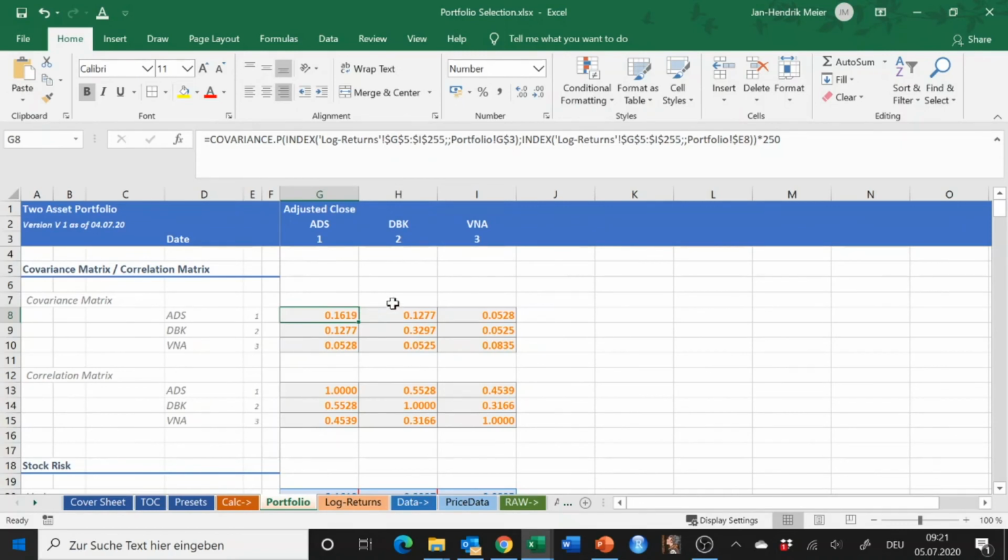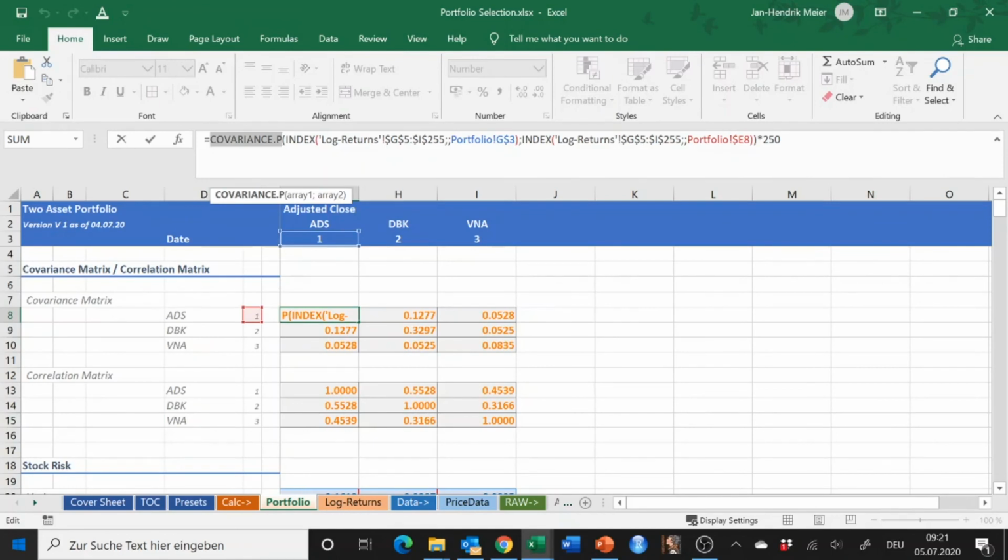The command for the covariance matrix is COVARIANCE.P. P means that the covariance is calculated based on the population. There's also a command COVARIANCE.S. S stands for sample. Here we apply P. And now I did a little trick. As you just see on the screen, the covariance command wants to have two arrays, so just like two vectors, of course, from the log return sheet.